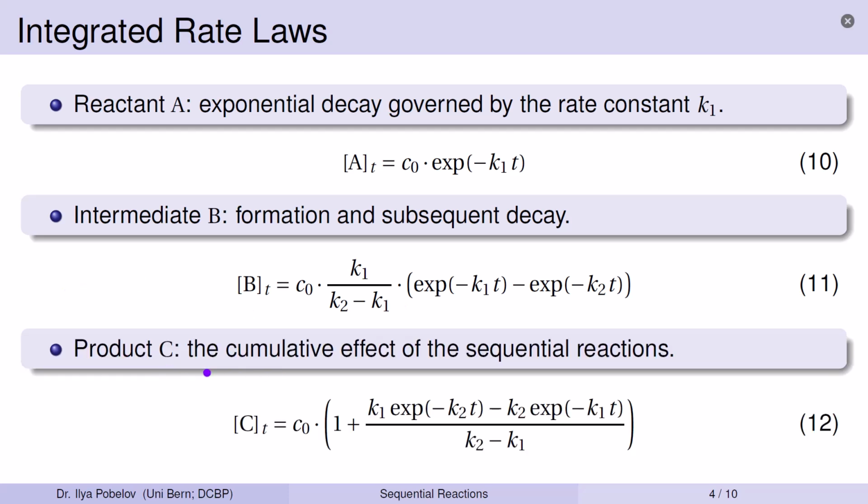Finally, the concentration of the product C at any time can be derived from the mass balance and the concentration expressions for A and B. This equation reflects the cumulative effect of the sequential reactions leading to the formation of C and incorporates the influence of both rate constants K1 and K2. These expressions collectively provide a comprehensive understanding of the concentration profiles of reactants, intermediates, and products in a sequential reaction.